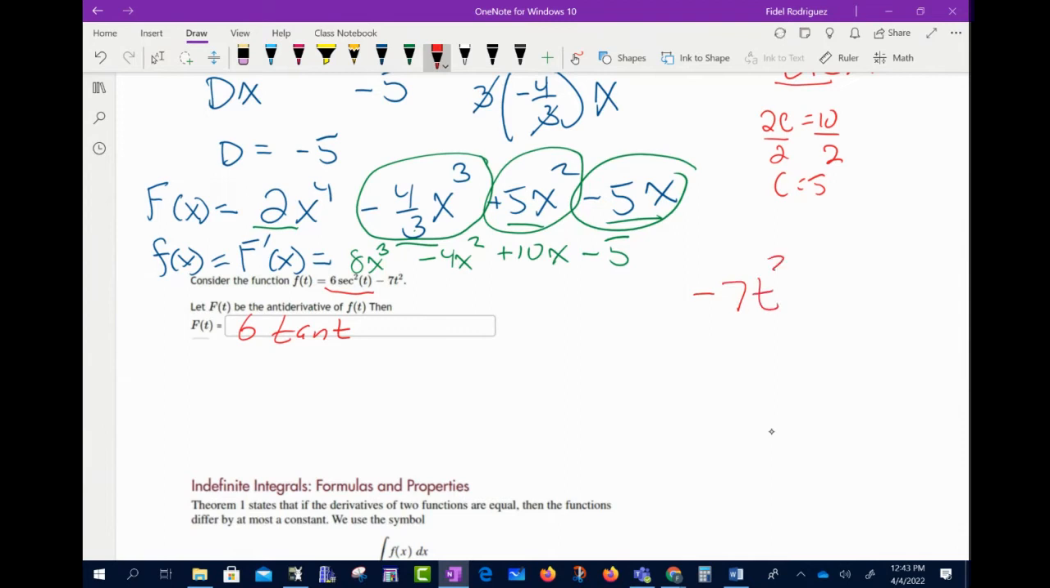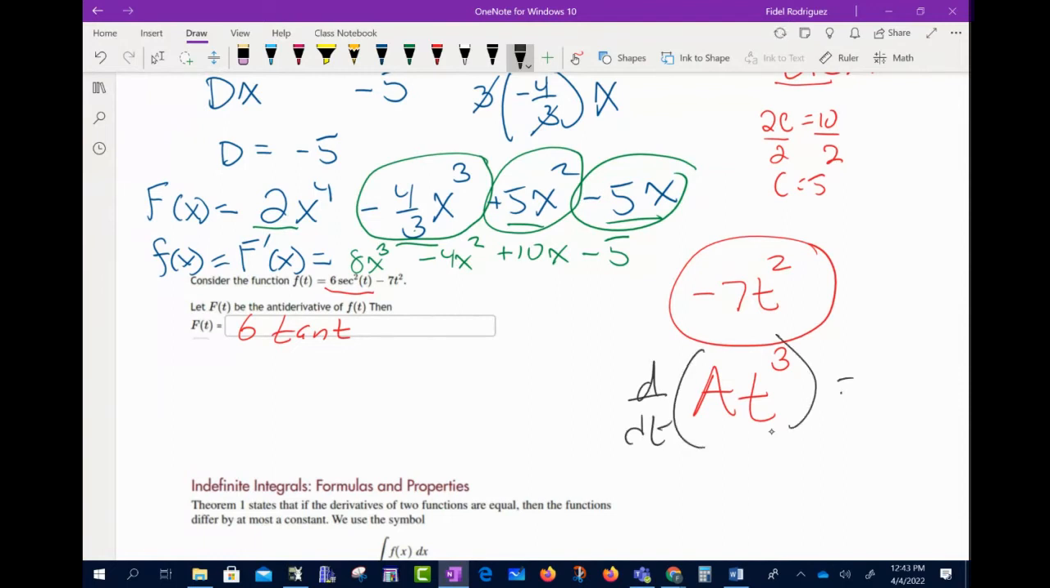Now, look at the next part. We have a negative 7t, right? That means that when we took the derivative, this is what we ended up with. So we know we're going to end up with a t to the second, right? Okay, so look, y'all, I'm going to call this a t to the third, because I want to find the value of a. I want to figure out what this is going to be. I know that when I take the derivative with respect to t of this piece, I'm going to end up with 3a t squared, right? Because 3 times whatever I have there is 3a, reduce it by a power of 1.